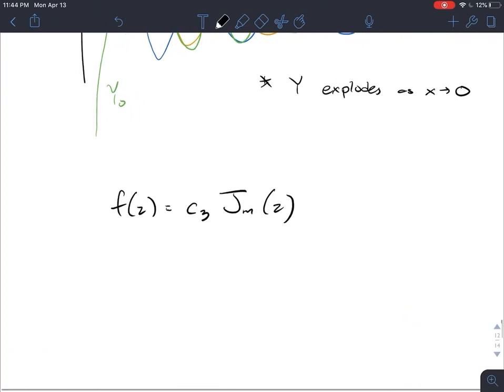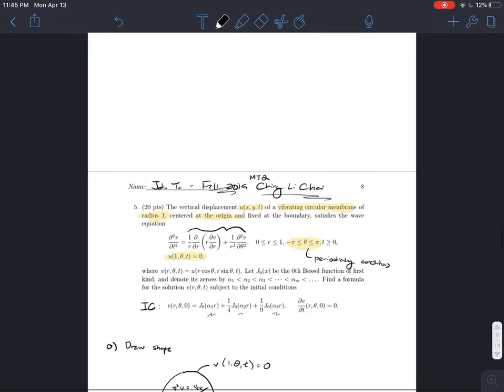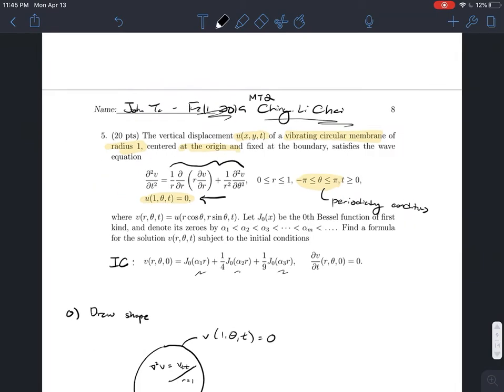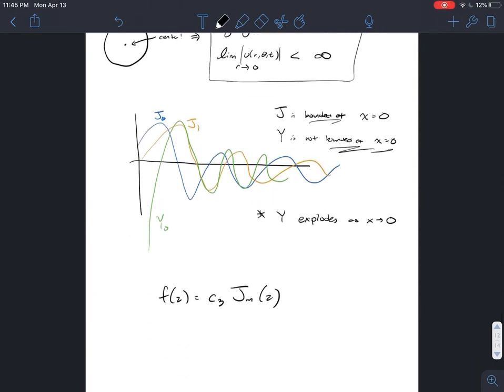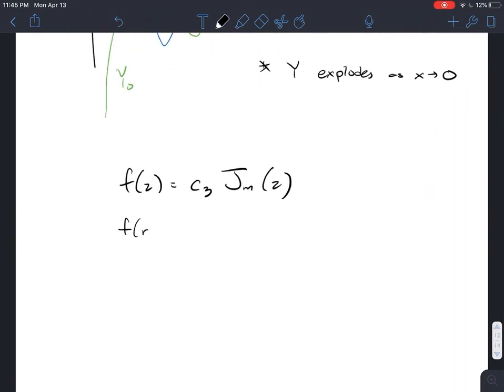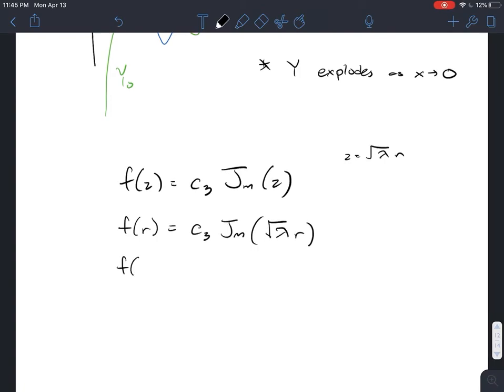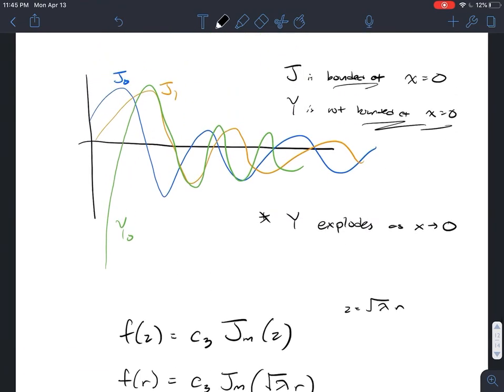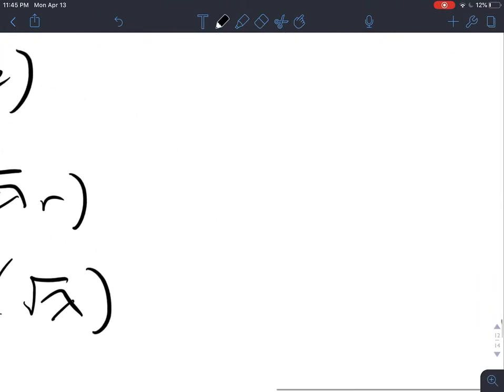So now let's evaluate the boundary condition that we were given a long time ago. Let's go all the way back up here to find it. So the original boundary condition we're told is at r equals 1, so v(1, theta, t) is equal to 0. And that's going to be the key to finding our eigenvalues. So let's do a change of basis back from where we defined z equal to square root lambda r. Now we get c3 J_m(square root lambda r). Remember that f(1) is equal to 0, which is equal to c3 J_m(square root lambda). And if we remember how we define the zeros of the Bessel function, I'll redraw it real quick over here.